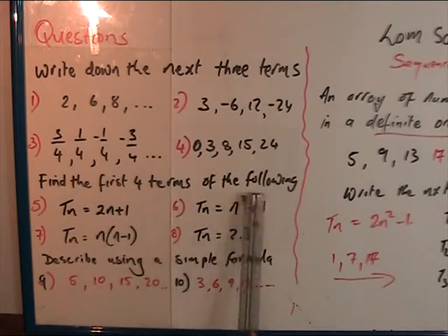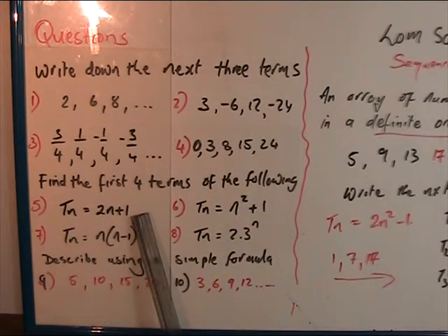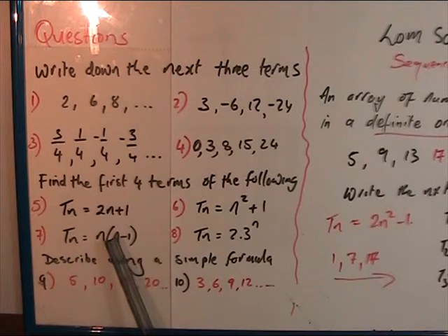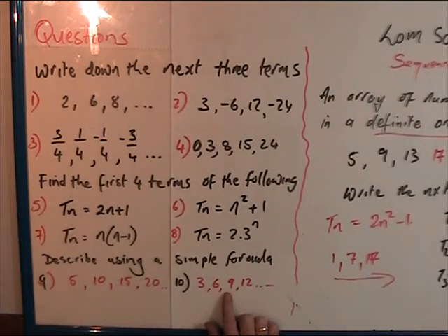Find the first 4 terms of the following, which I just did previously: T1, T2, T3, T4. Just keep it together with algebra. Remember your algebra in Series 2, I think, and describe using a simple formula this array here. So you've got the difference, and then you can sort it out from then. This one was quite easy, and this one was simple as well. So those are the questions to do.